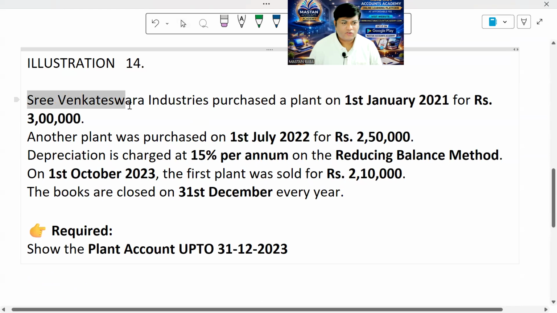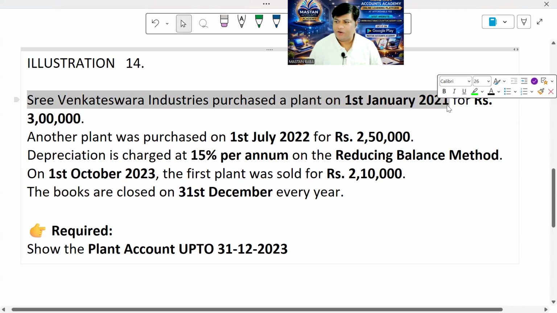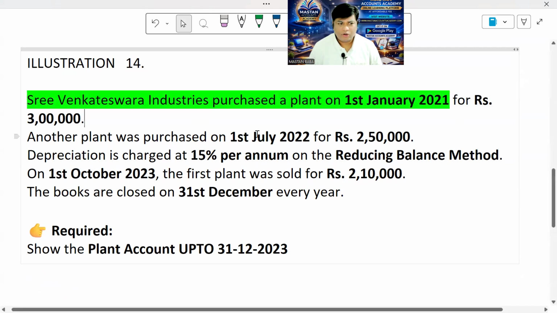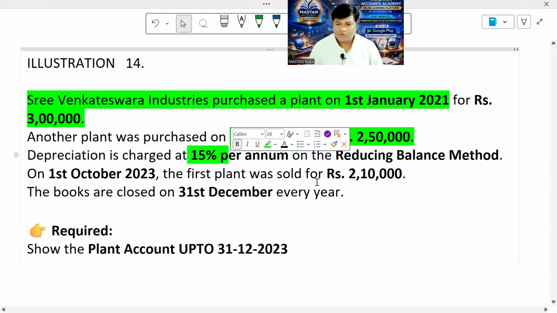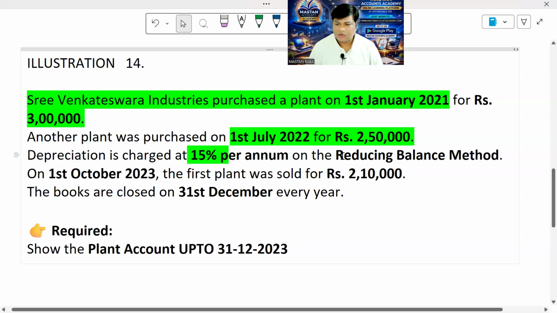Sri Venkateshwara Industries purchased a plant on 1st January 2021. So the purchase date is 1st January 2021. What is the value of the first machinery purchase? It is purchased for 3 lakhs. Another plant was purchased on 1st July 2022 for rupees 2,50,000. And depreciation is charged at a rate of 15% per annum. Rate of depreciation is 15%. As usual, it is under the reducing balance method, dear students.